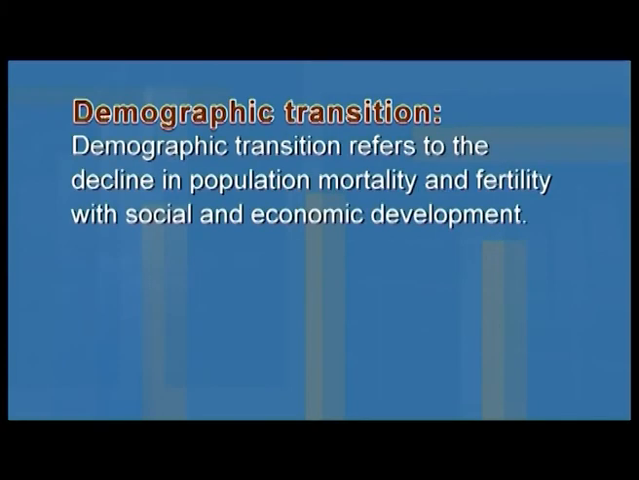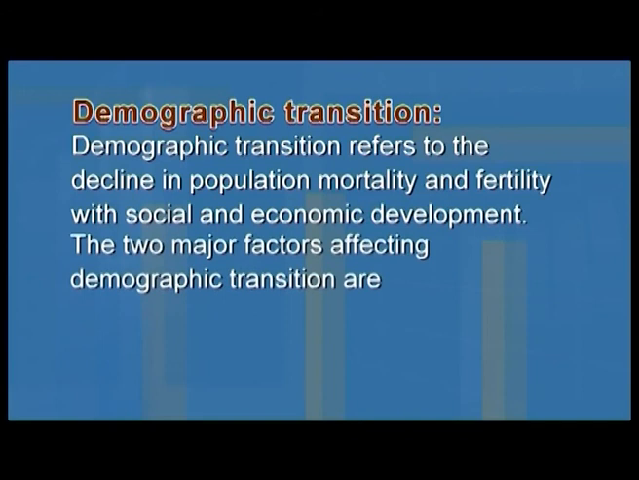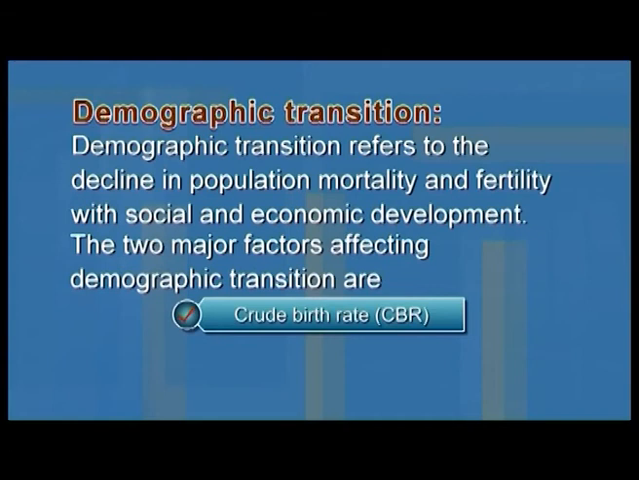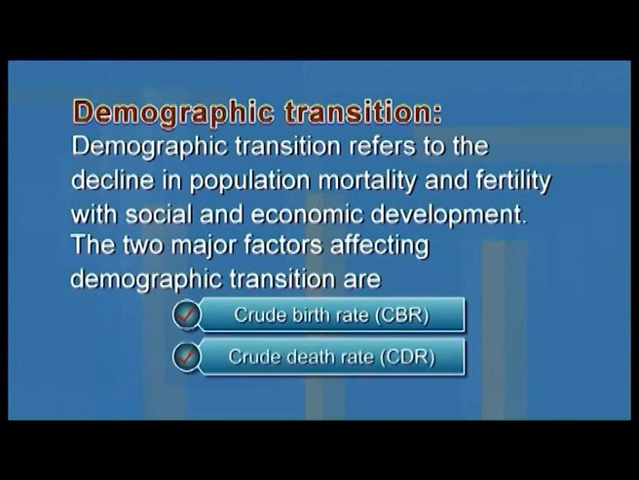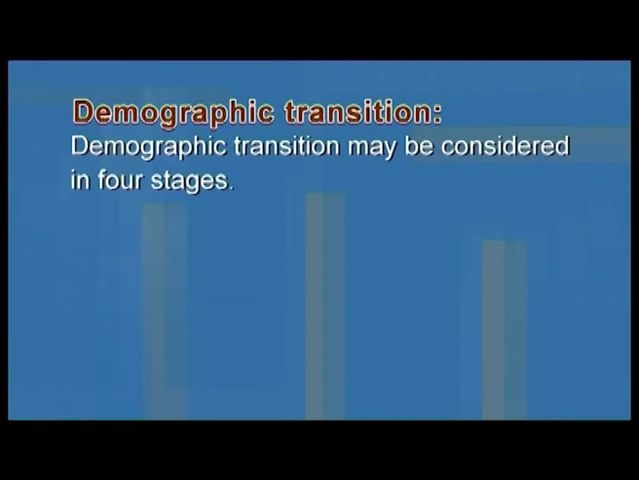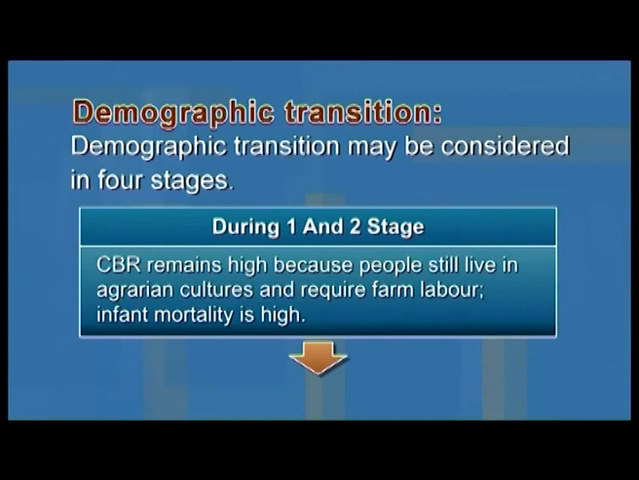Demographic transition. Demographic transition refers to the decline in population mortality and fertility with social and economic development. The two major factors affecting demographic transition are the crude birth rate and the crude death rate. Demographic transition may be considered in four stages. During the first and second stages, the crude birth rate remains high because people still live in agrarian cultures and require farm labor. Infant mortality is high.